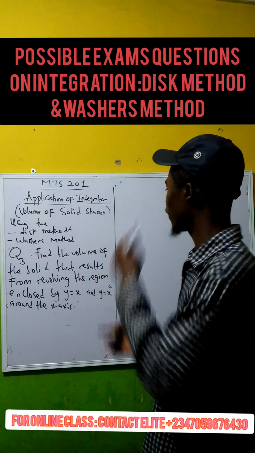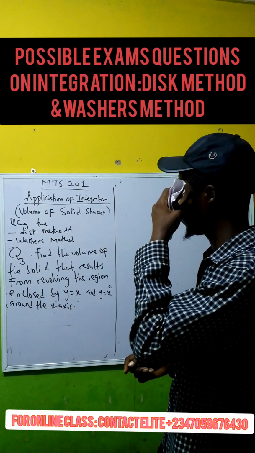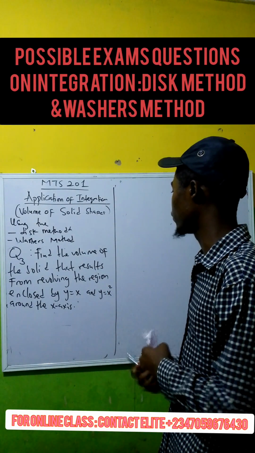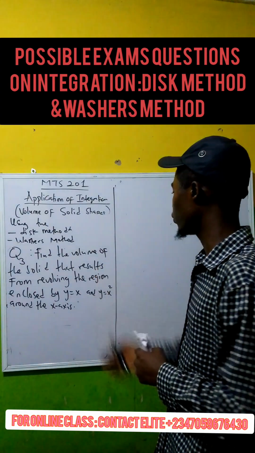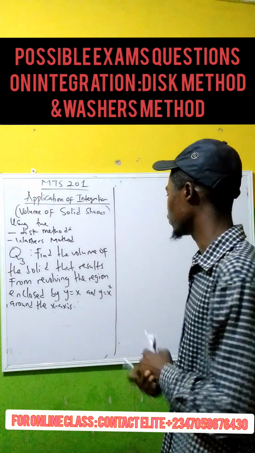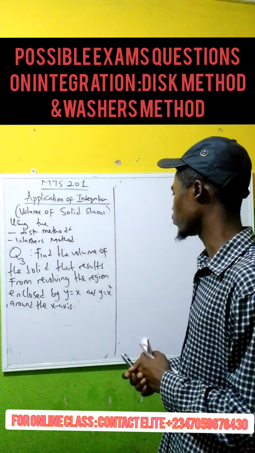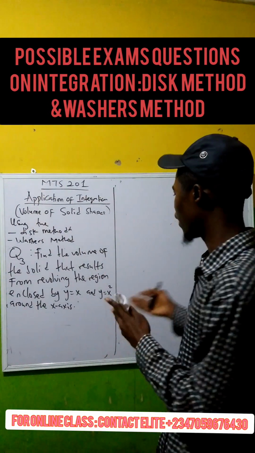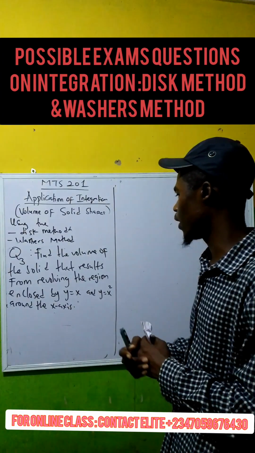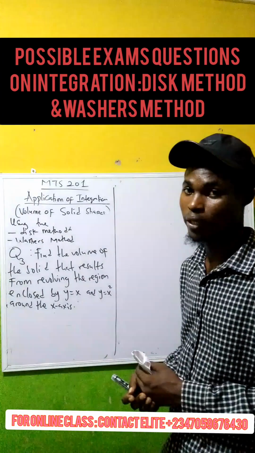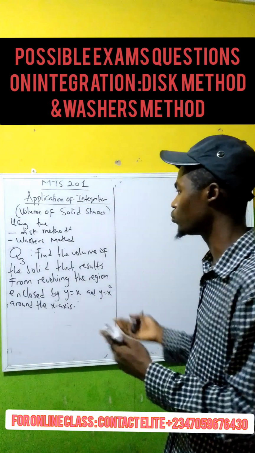Look at this question. Find the volume of the solid that results from revolving the region enclosed by y equals x and y equals x squared. You can see that we have two equations, but we are not given a boundary. So in this kind of question, you have to use the Washer's method.